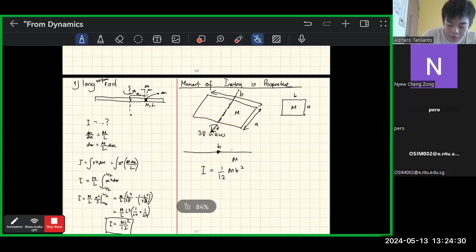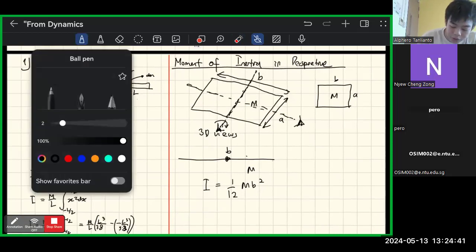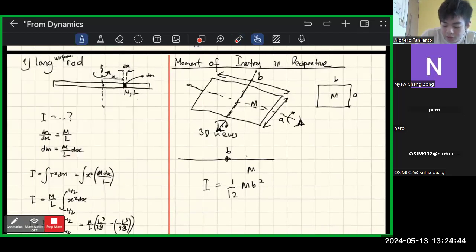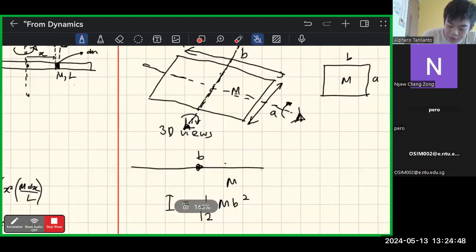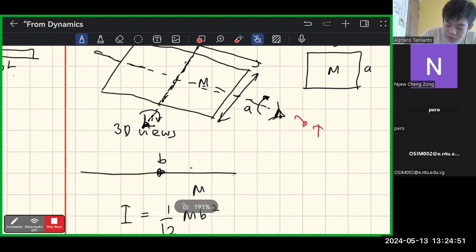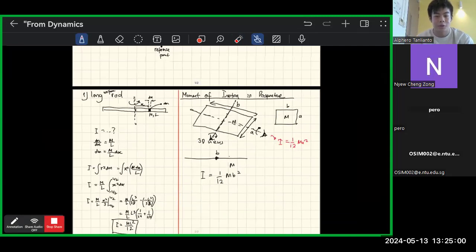And if we see it from this perspective, if it's only rotating around this line, it would rotate like this. The moment of inertia is only 1/12 of ma squared. Yeah, that's how you see moment of inertia in perspective. Do you guys have any questions?